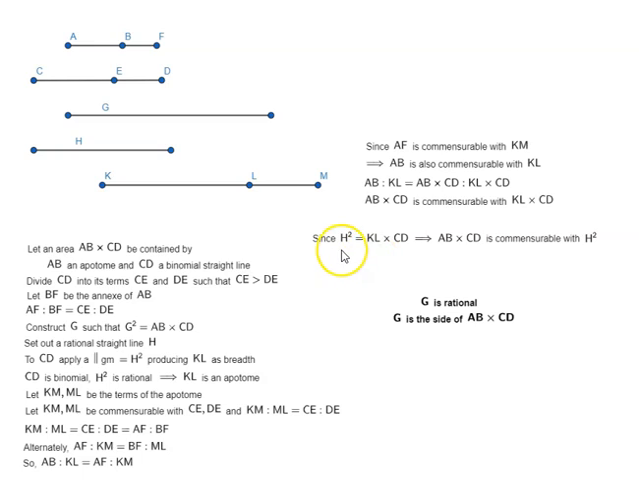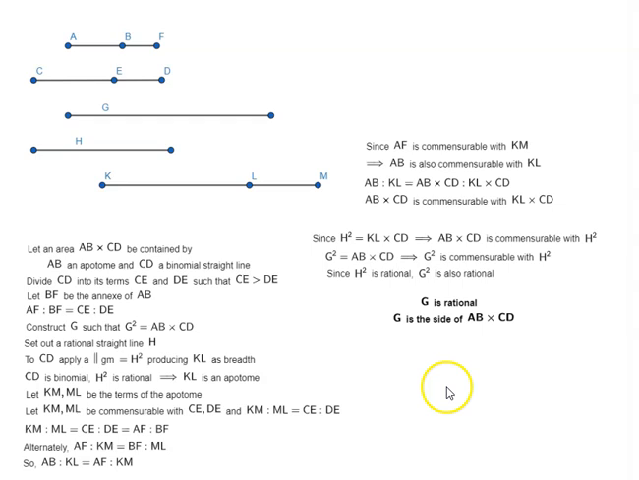And since KL by CD is equal to H square, we can say AB by CD is commensurable with H square. Now, G square is equal to AB by CD. Again, we can say G square is commensurable with H square. And since H square is rational, and because of this commensurability, G square is also rational. So G is rational. And G is the side of AB by CD.